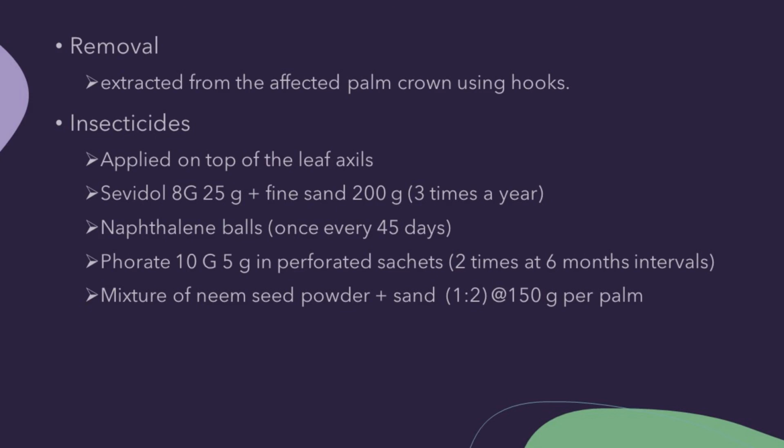They are usually applied at the top of the leaf axils. For Sevidol, we'll be mixing it with fine sand and placing it there 3 times a year. Then we have naphthalene balls placed once every 45 days. We also have phorate, which is placed 2 times at 6-month intervals. Lastly, it will be the mixture of neem seed powder and sand at 150 grams per palm tree.